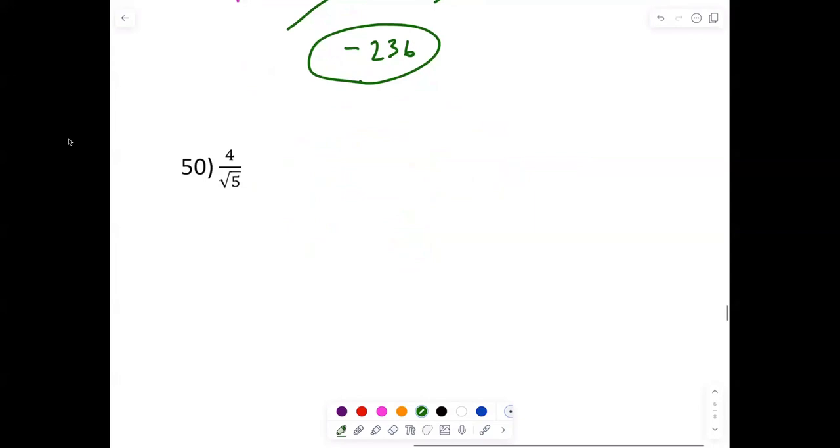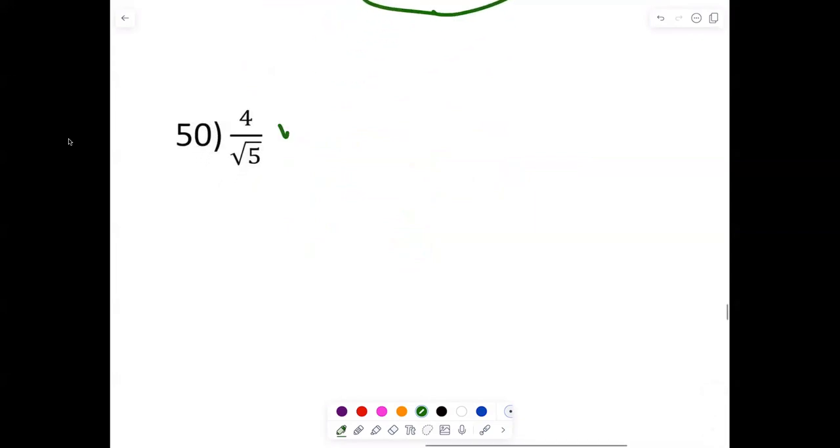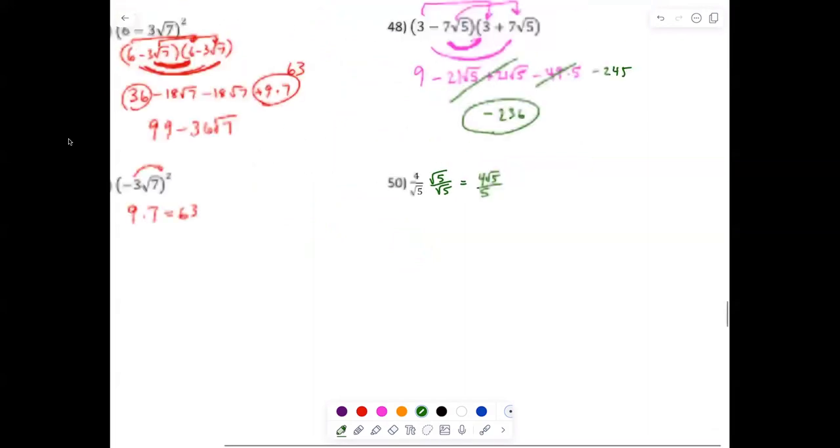All right, last one. So remember what we do? Yeah, multiply the top and bottom by radical 5. Or radical 5 over 5. Everybody good with that?